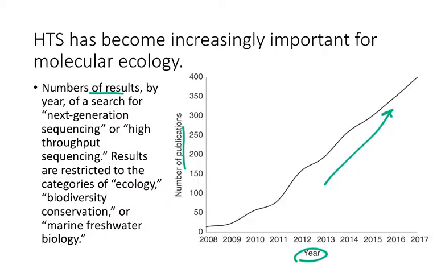I started my PhD roughly around here, and I was lucky enough to have an advisor who recognized that this was the direction that the field was going, and he said, hey, you should do high throughput sequencing for your dissertation, and I did, and that helped me get my job here at Sac State, so I'm thankful for that.